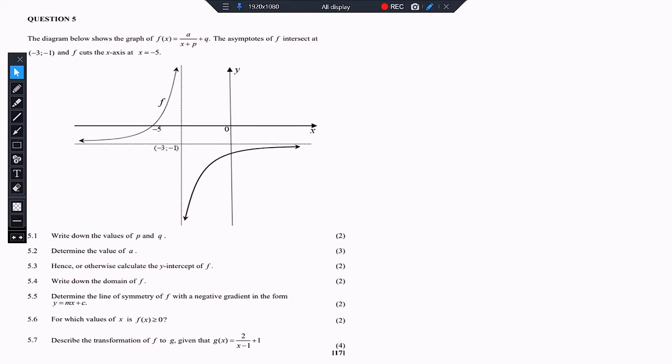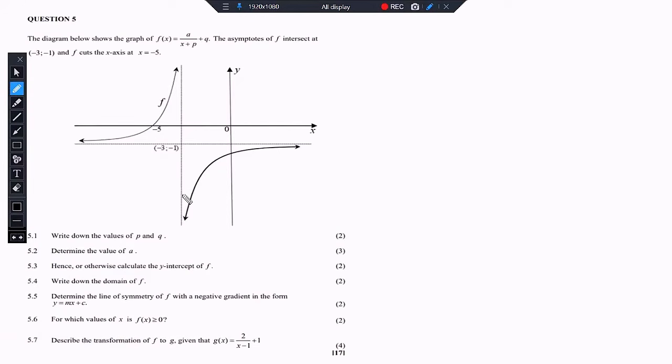Okay, so we have question 5. It says the diagram below shows the graph of f of x equals a over x plus p, plus q. The asymptotes of f intersect at (-3; -1), and f cuts the x-axis at x equals -5. So as we can see right there. Then 5.1 says write down the values of p and q, and that is only for 2 marks.